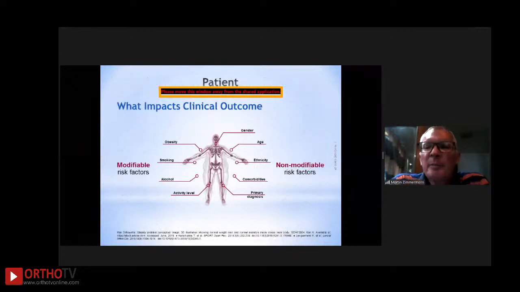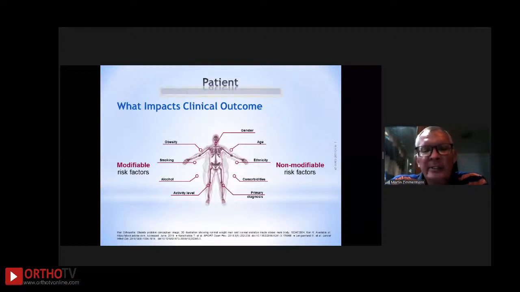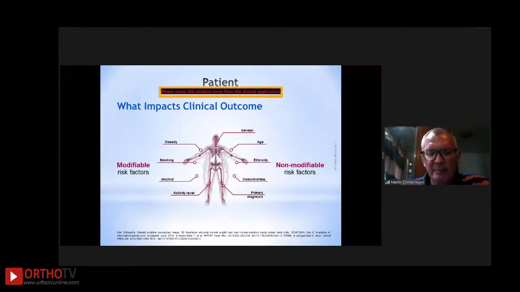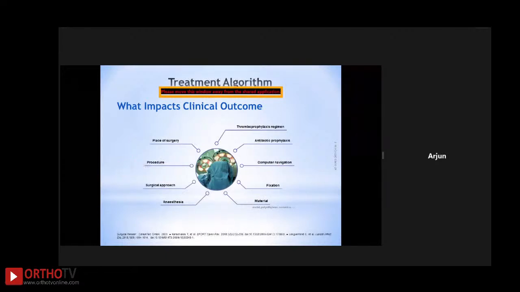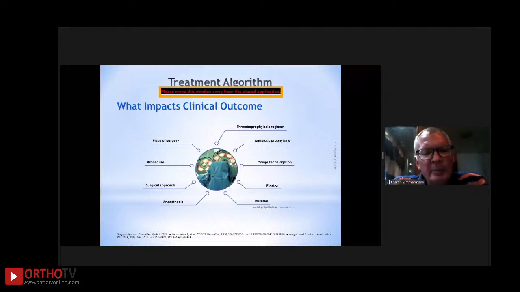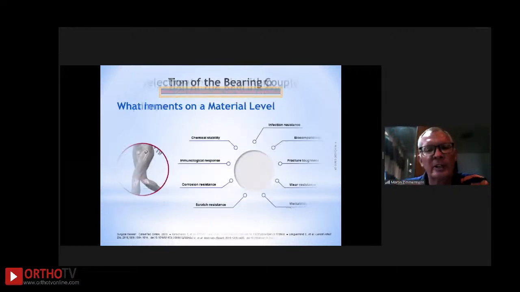If you look now from the point of view of the patient, what impacts the clinical outcome? We can see that some factors are what we call modifiable, like obesity, smoking, alcohol, or activity level. But some of the factors are not modifiable: of course, the gender, age, ethnicity, and of course some comorbidities. If you look now from the treatment algorithm, what impacts the clinical outcome? The place of surgery, the type of procedure, the surgical approach, the type of fixation, but also the choice of the material, metal, polyethylene, or ceramics may impact the outcome of the surgery.